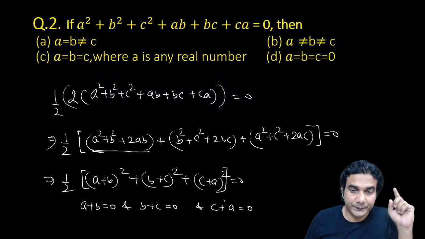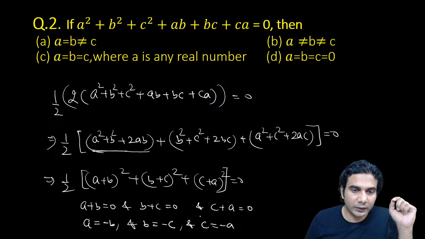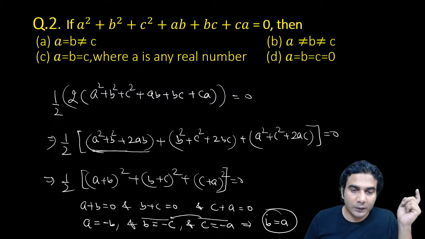Now see, what are we going to conclude? So we get a is equal to minus b and b is equal to minus c and c is equal to minus a. Okay. So using these last two equations, you can put c is equal to minus a in the second. So from second and third you'll get b is equal to a, right? Now put this b is equal to a in the first one, in this equation.